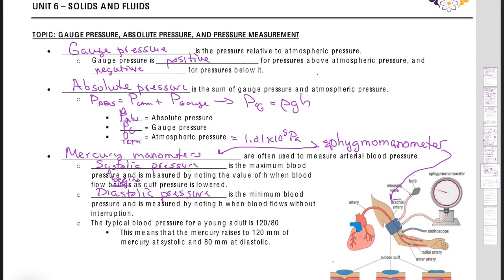A typical blood pressure for a high school student is 120 over 80. What that's telling you is that the mercury in the device rises 120 millimeters of mercury at systolic and 80 millimeters at diastolic. Again, that's all in that device.